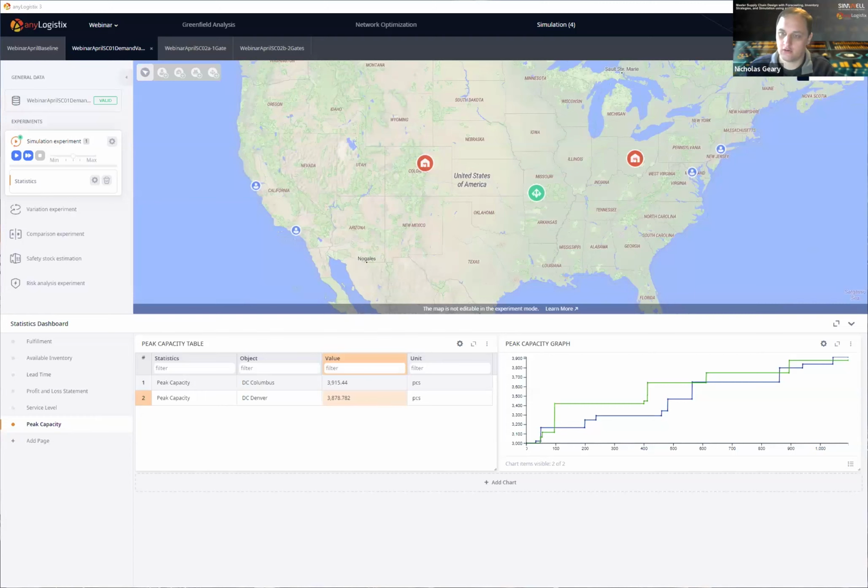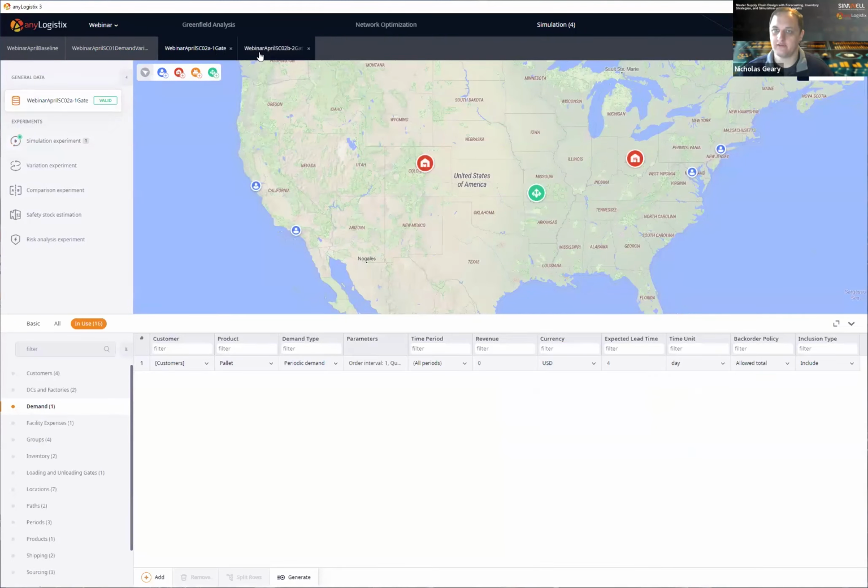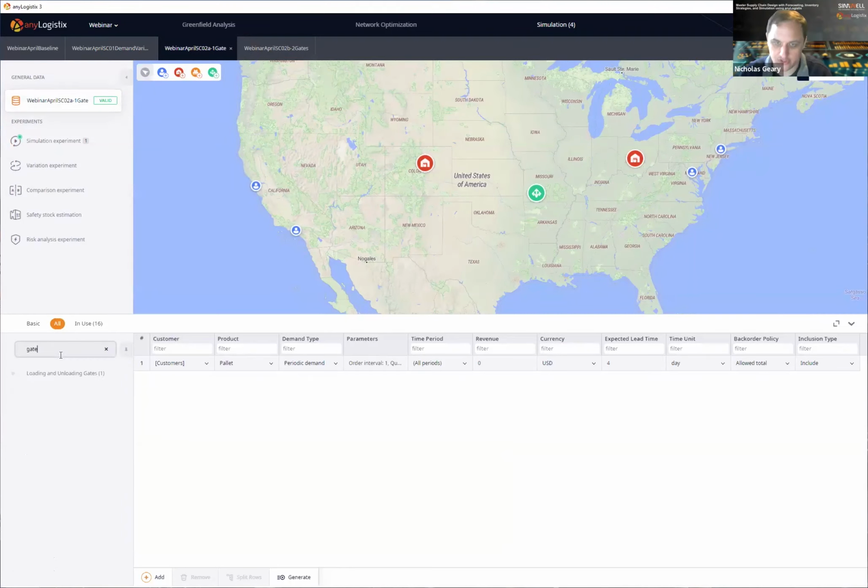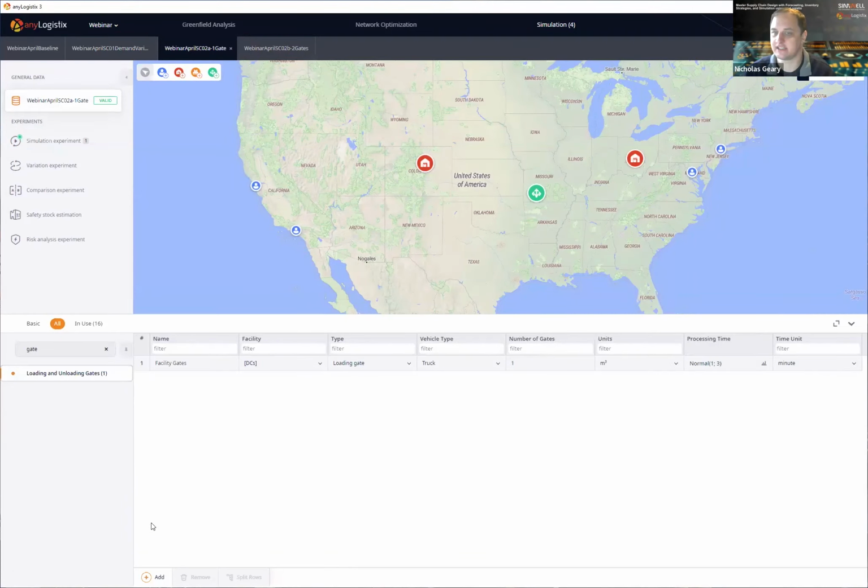Next, we're going to show two different models to go a little bit deeper into how we can add volatility into the model. I have two separate models here, and the function that we're going to use is the gates function to add in a sort of processing time to the model. In my first model, I have one gate, with a processing time of 3 minutes per unit and a standard deviation of 1.